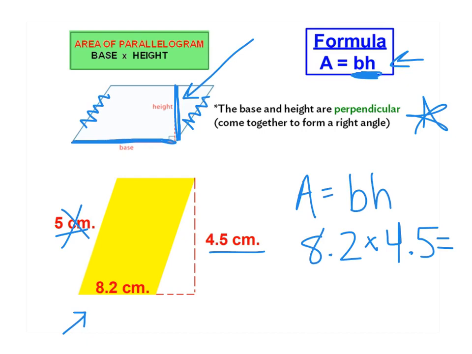If you don't have a calculator handy, you're going to want one. So I would pause the video and go find a calculator and then come back if you need to. If you have one there, then let's multiply 8.2 times 4.5. And you'll get 36.9. We're measuring in centimeters, and then we can use the little 2 as our exponent, and we read that centimeters squared. So 36.9 centimeters squared is the area of that parallelogram.